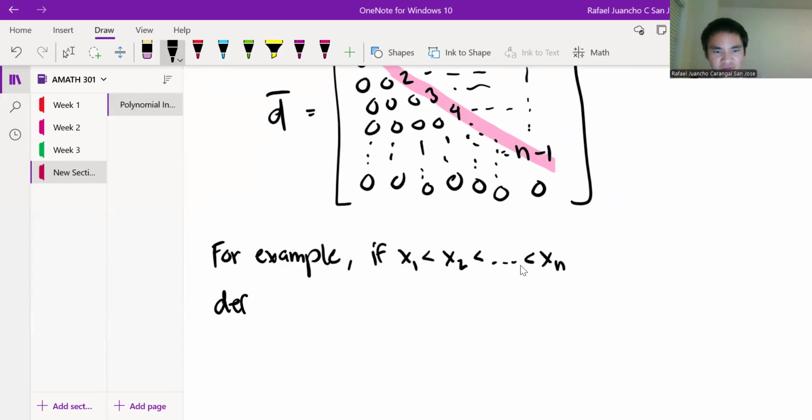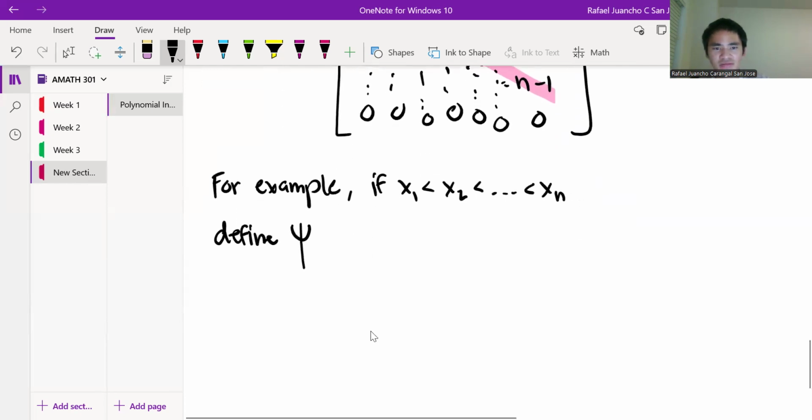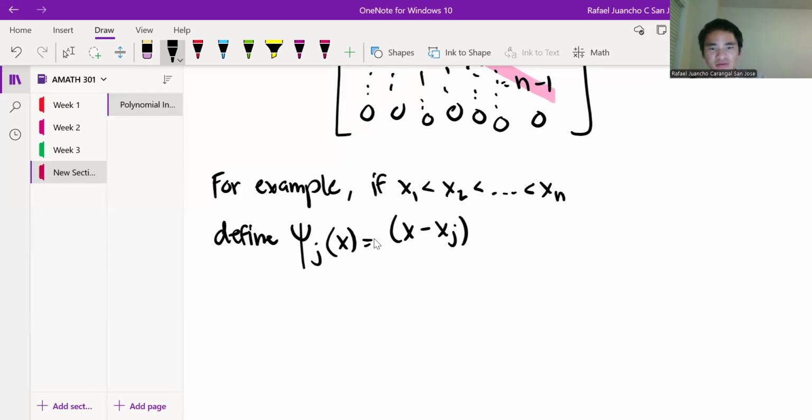Well, now we're going to define a new function. Let's use this Greek letter, it's called psi. This is equal to, let's say, (x minus x_j) all over (x_(j+1) minus x_j), and this is equal to, well, y_(j+1), and we're going to add to x minus x_(j+1).